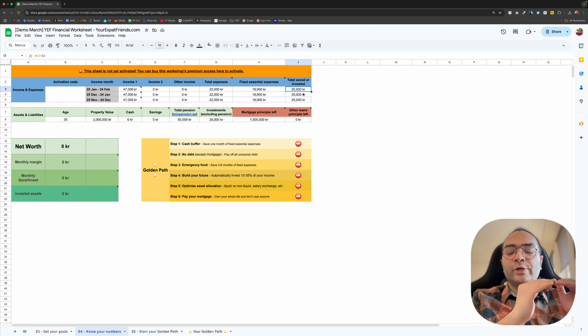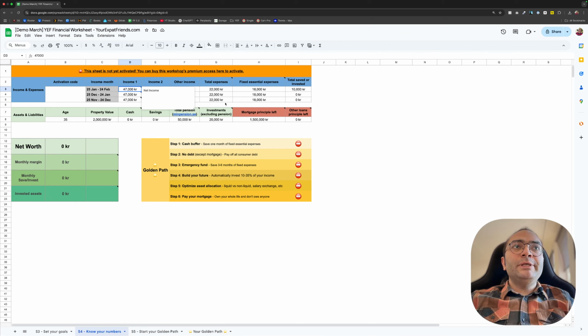So any amount that month you have either saved or invested, put that number in. For a lot of us, this might be 0, which is okay for now, but this is exactly what we want to start fixing and thinking about more clearly.